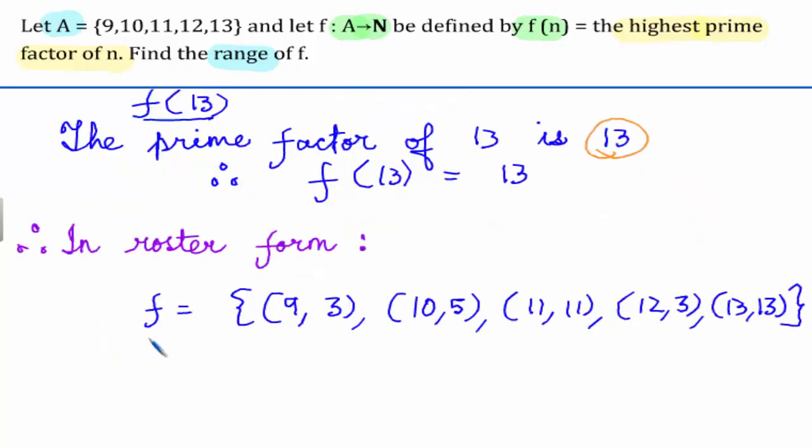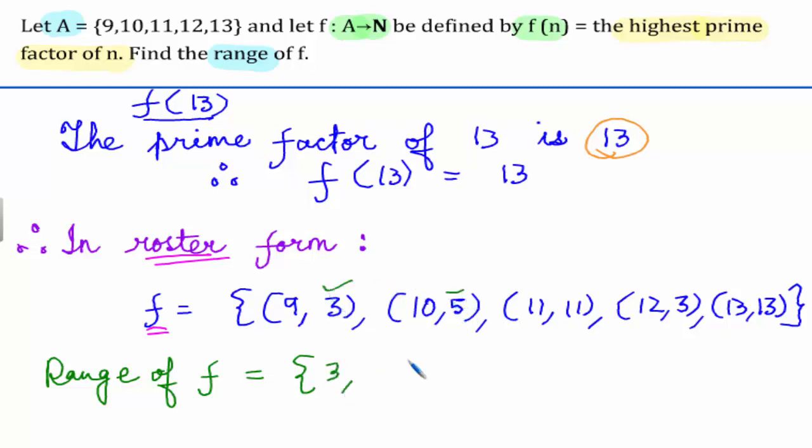So here we have f in roster form, and we are asked to find the range of f. And as we know, range is the set of second elements of the set of ordered pairs. So we can list down the elements of the range of f. So we have 3, 5, 11 and 13. Thus we obtain the range of f. So with this we come to the end of the solution of this question.